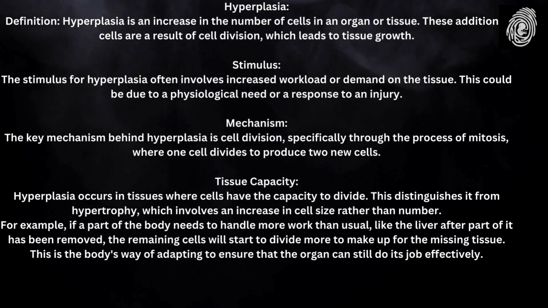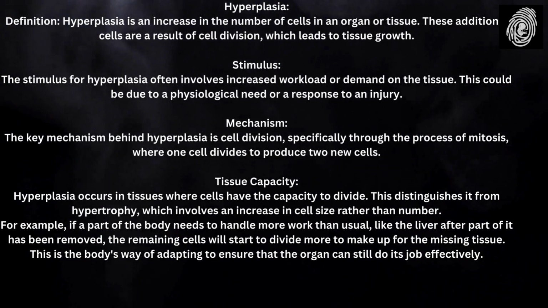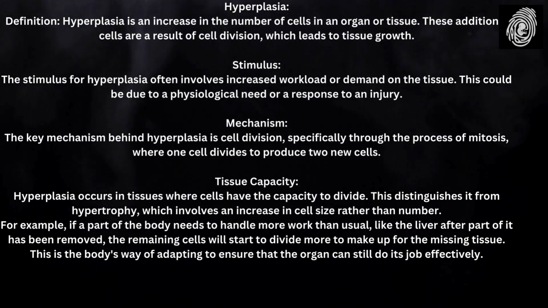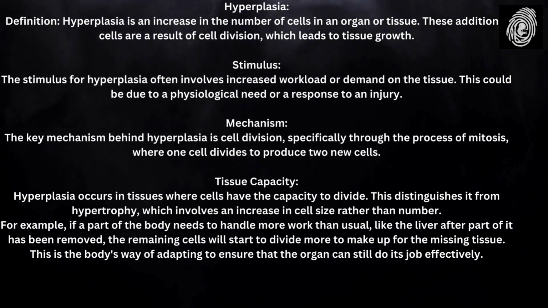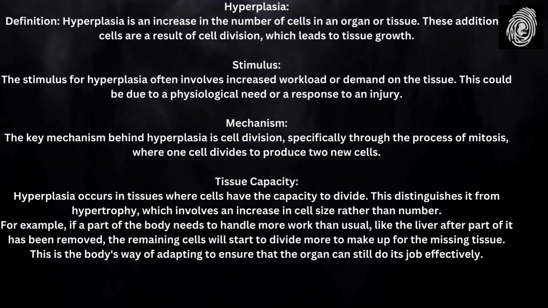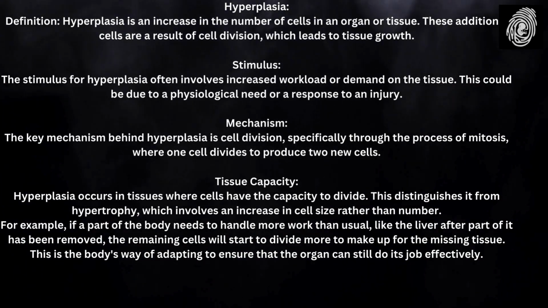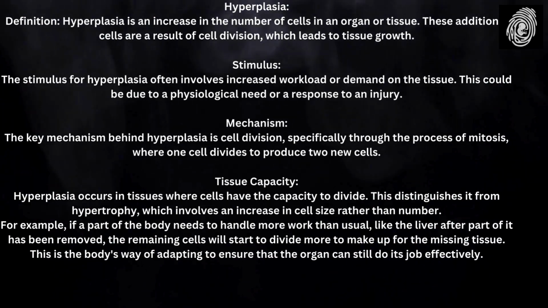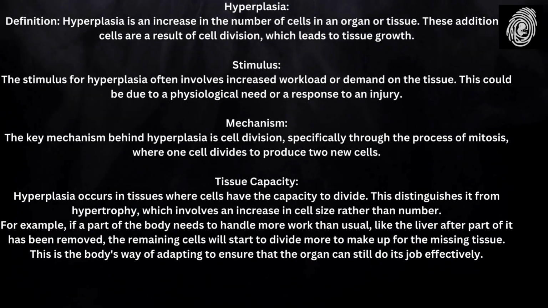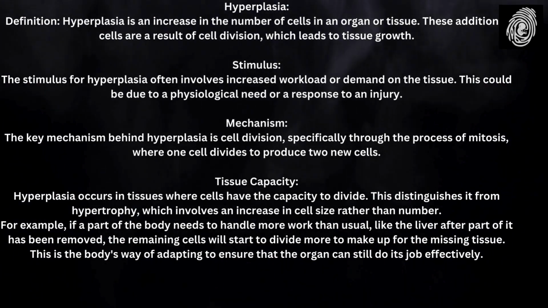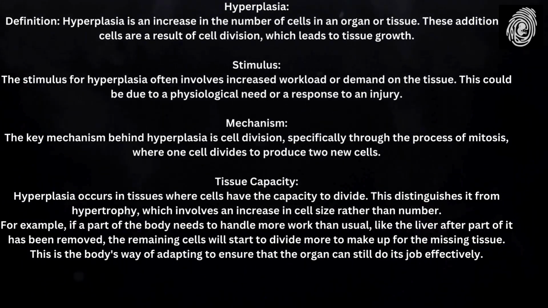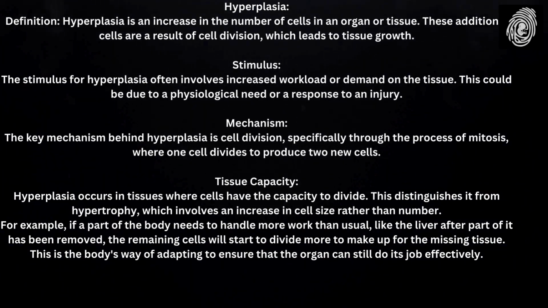Hyperplasia. Definition: hyperplasia is an increase in the number of cells in an organ or tissue. These additional cells are a result of cell division, which leads to tissue growth. Stimulus. The stimulus for hyperplasia often involves increased workload or demand on the tissue. This could be due to a physiological need or a response to an injury.